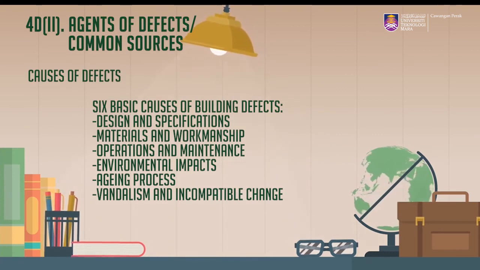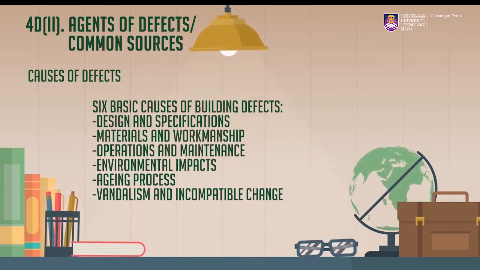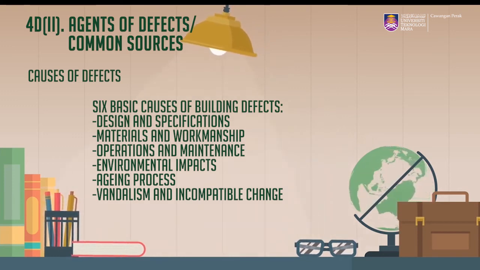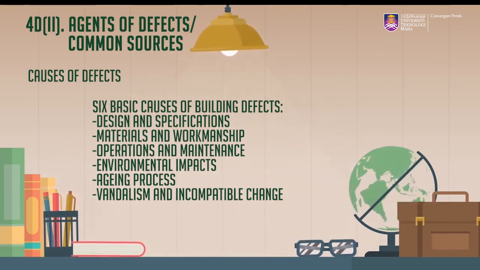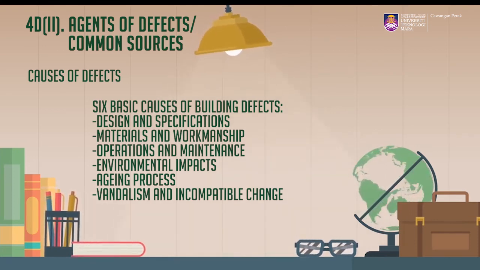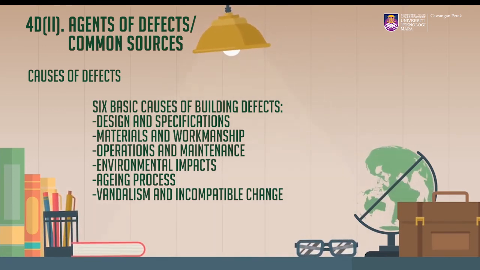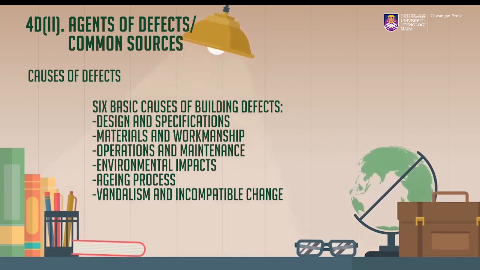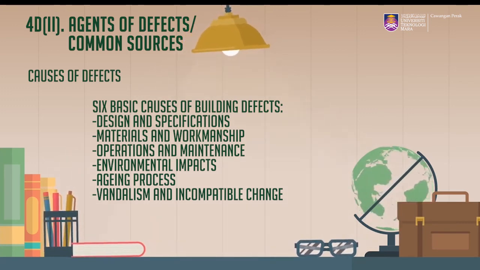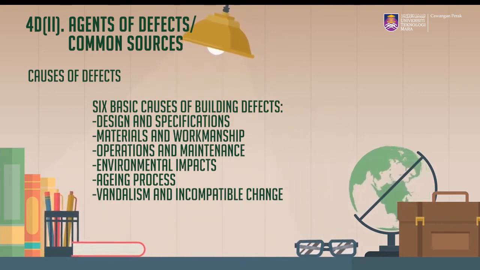For 4D, agents of defects or common sources, the causes of defects. There are 6 basic causes of building defects. The first is due to design specifications. Number 2 is material and workmanship. Number 3 is operations and maintenance. Number 4 is environmental impacts. Number 5 is due to the aging process. And number 6, vandalism and incompatible change.